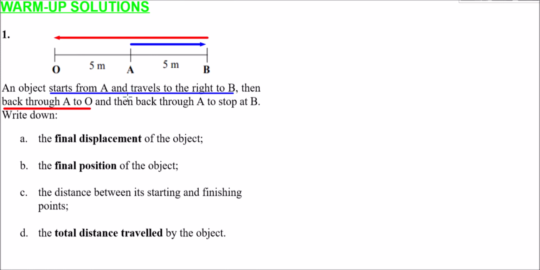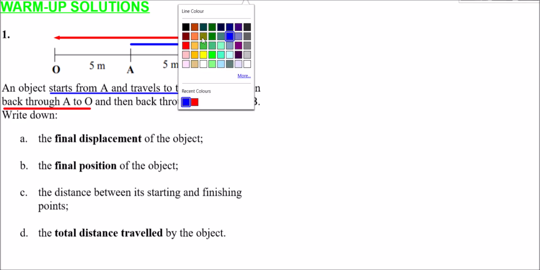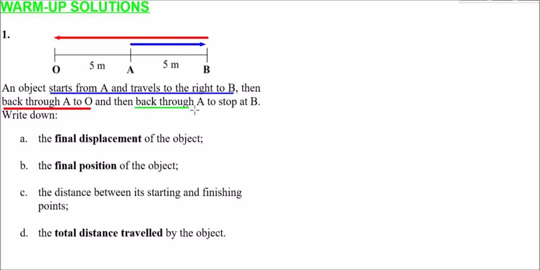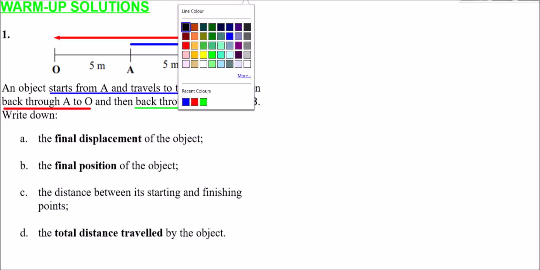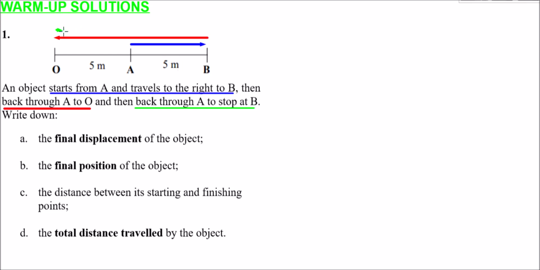And then finally we go back through A to stop at B. So the final piece of this is we're then going to go back through A to stop at B. So the final bit is basically go back to B once again. And so in order, this is like step 1, then step 2, and finally step 3. We've ended up over here. So for A, we need to find the final displacement of the object.